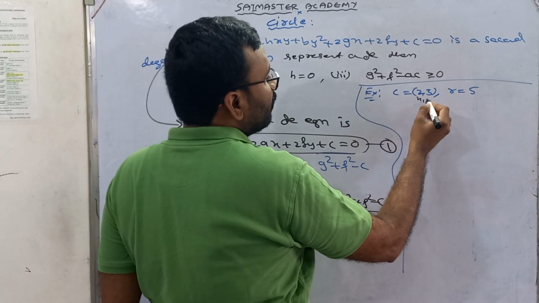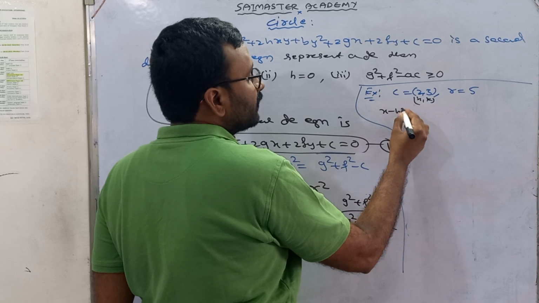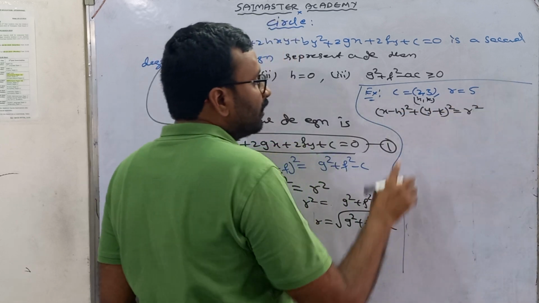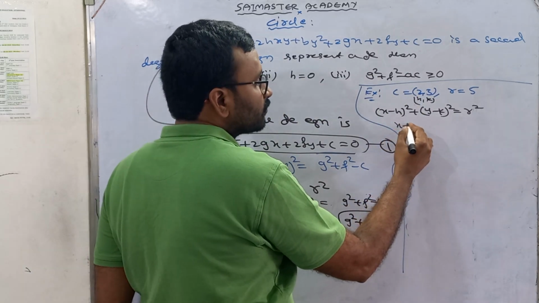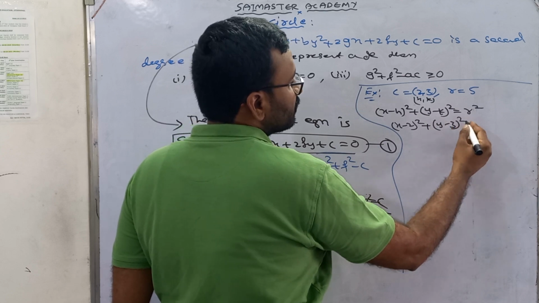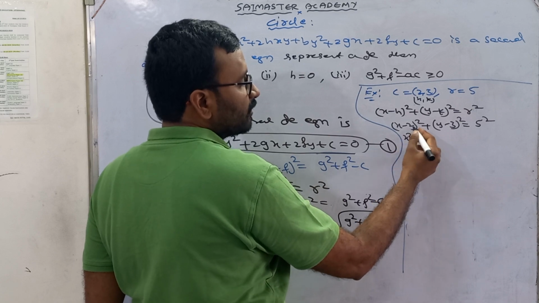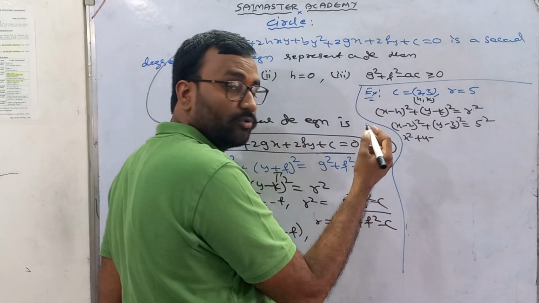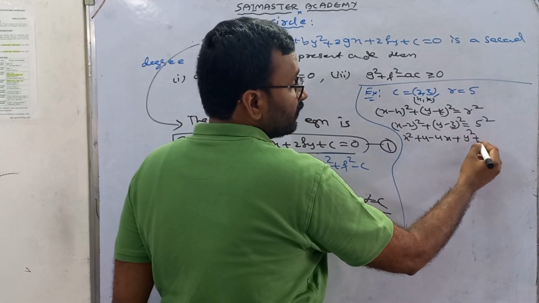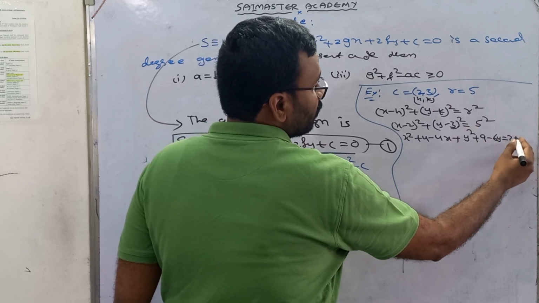We know if given center h comma k and radius r, then the equation of the circle is x minus h whole square plus y minus k whole square equal to r square. What is h? 2. x minus 2 whole square plus, what is k? 3. y minus 3 whole square is equal to 5 square. Now expansion: a minus b whole square is a square plus b square minus 2ab, so x square plus 4 minus 4x, and y square plus 9 minus 6y, which is equal to 25.